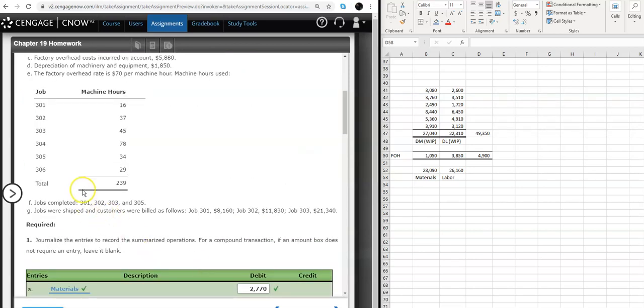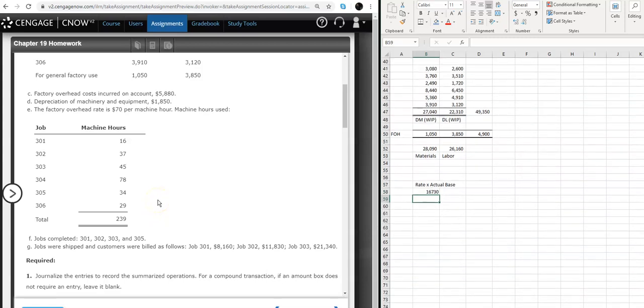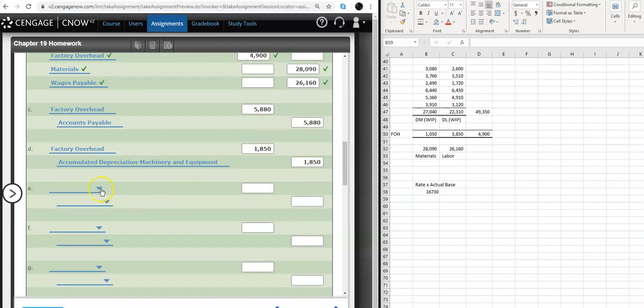All right, so letter E says that the overhead rate, so when we do our rate, which is estimated factory overhead divided by estimated base, they got 70. So that's their rate. They calculated it for us. And then actual machine hours used are 239. So we take rate times actual base. So 70 times 239, we got 16,730. That's how much factory overhead we will apply. So to apply factory overhead, we take it out of factory overhead and put it to work in process. So it'll be work in process, factory overhead, in the amount of 16,730.